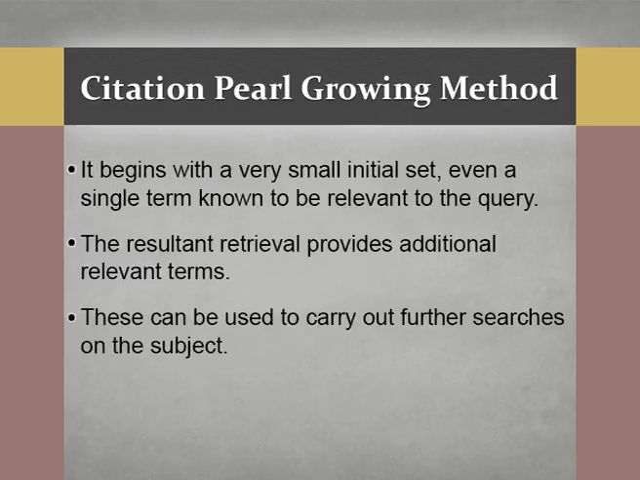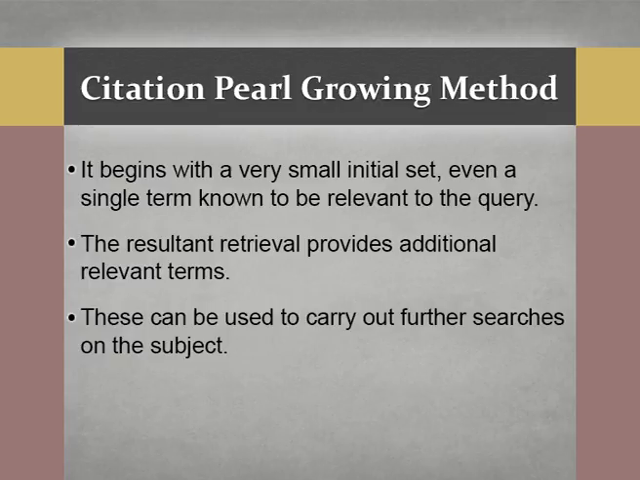Next comes the citation pearl growing method. This is a kind of growing method. It starts with some initial set and grows on till the results are acquired. It begins with a very small initial set, even a single term known to be relevant to the query. Just like brief search, if you remember, brief search is a random and easy kind of string we are passing on. Here also the same thing happens in the citation pearl growing method.